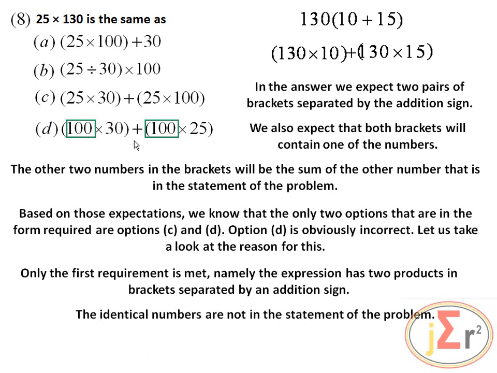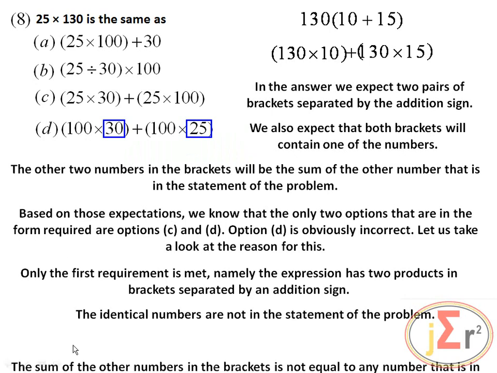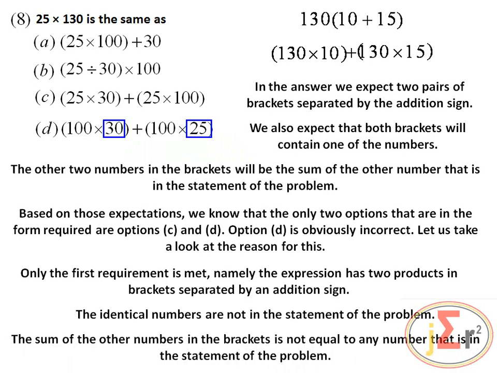The identical numbers are not in the statement of the problem, as we have just mentioned. Then what about those 2? 30 plus 25. Those numbers should actually add to give one of these numbers. It is not the case. The sum of the other numbers in the brackets is not equal to any number that is in the statement of the problem. Therefore, the other 2 counts are wrong. Option D is doubly wrong.